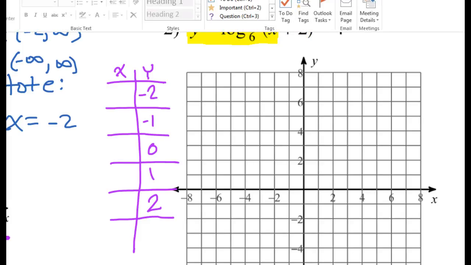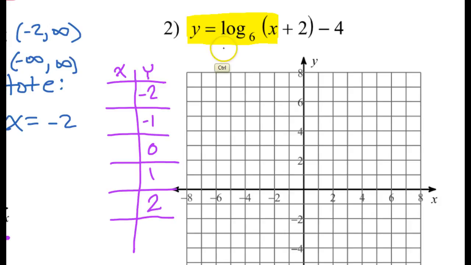So I need to rewrite the parent function in exponential form. The base is 6, so I'm going to start with that. So I put down my 6. The x and the y switch sides. So the x is going to be over here, and the y will come over here as the exponent. So this is exponent form, and that's what I will use to find my x values.